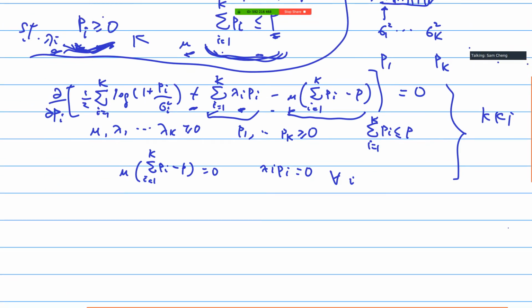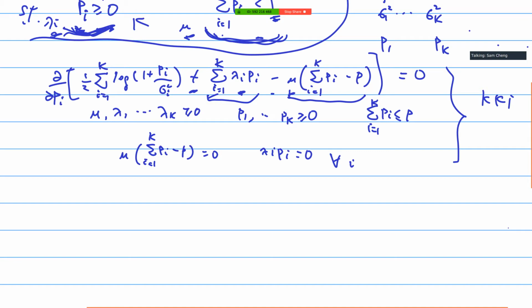Now from the first equation here, if I take the partial derivative over pi, then let's see, the first term, I have pi here, I have pi here, so I have a mu here, I have a lambda i here. Basically I have lambda i plus lambda i minus mu here, this one is equal to 0. This part is more complicated, but it's 1 over 1 plus pi over sigma i squared, and there's a 1/2 here, I think, and times 1 over sigma i squared, something like that.